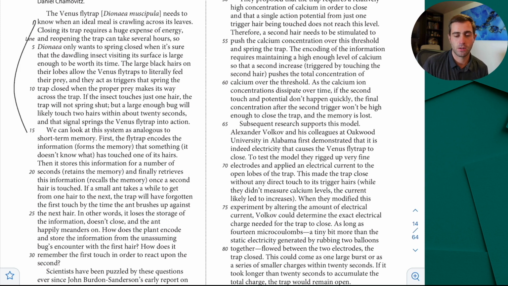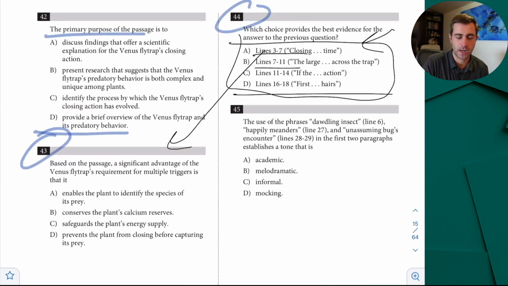So we're talking about how closing the trap requires a lot of energy, reopening it can take a lot of time, so it only wants to close if it knows that the insect on it is basically big enough it's worth its time. We're talking about how the hairs can feel the prey, and if it touches one hair, it won't spring shut, but a big enough bug is going to touch multiple hairs. So let's take a look at this evidence here.